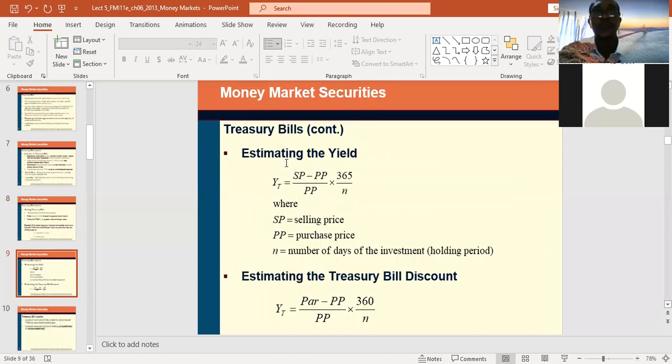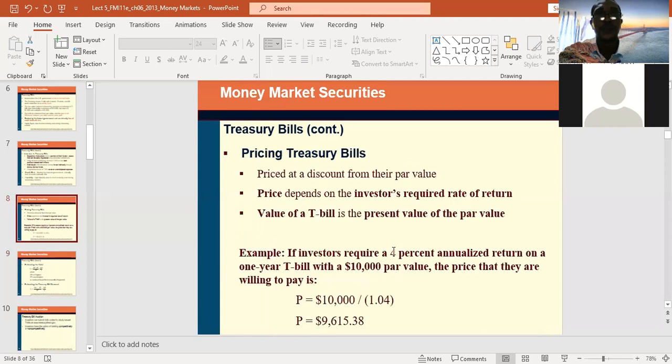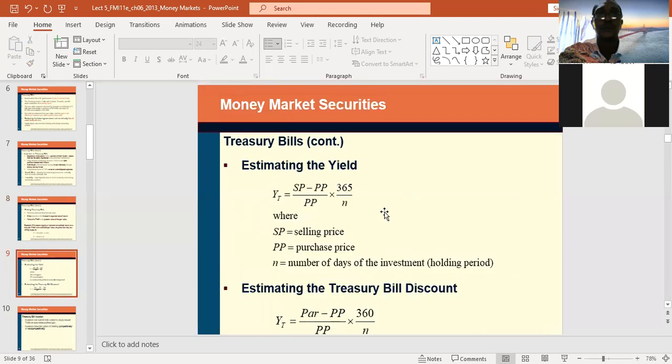So you can also estimate the yield. To calculate the yield on the Treasury securities, you can use this formula. To calculate this yield, this 4% for example, you use this formula: selling price minus purchase price, divided by purchase price, times 365 divided by n. So you convert the months that you want to keep it. Since you are not waiting up to 365 days, you calculate in months. If it is 1 month, that's 30 days. If it is 2 months, that's 60 days. If it is 3 months, 90 days. So this is how you determine the n.